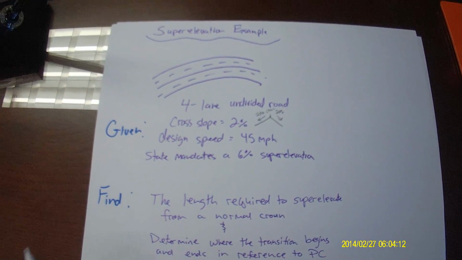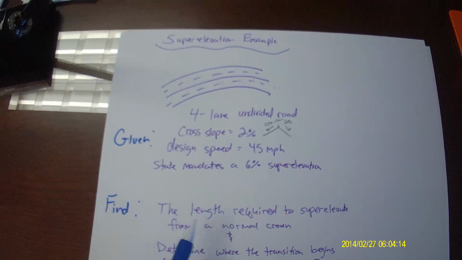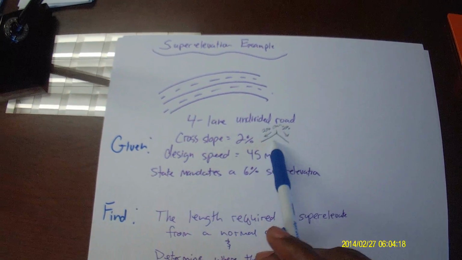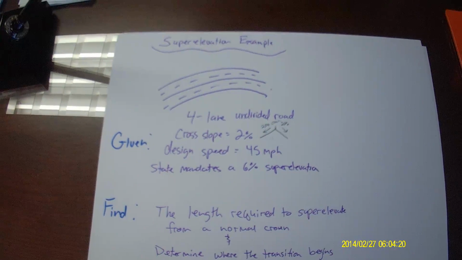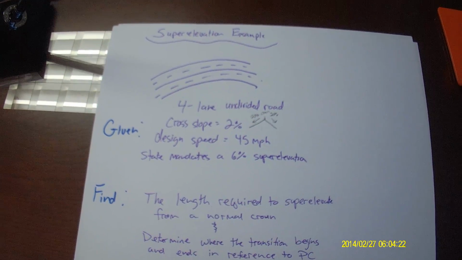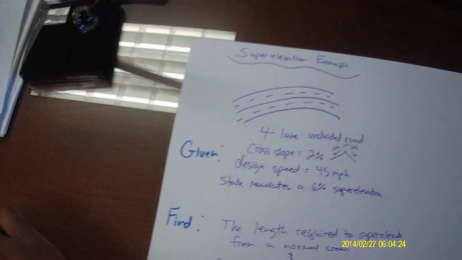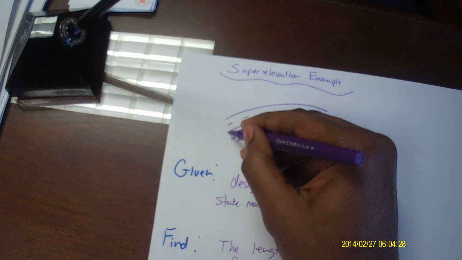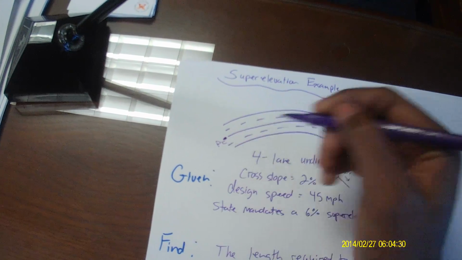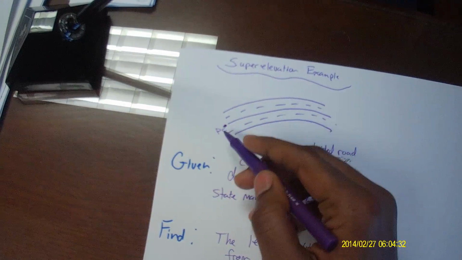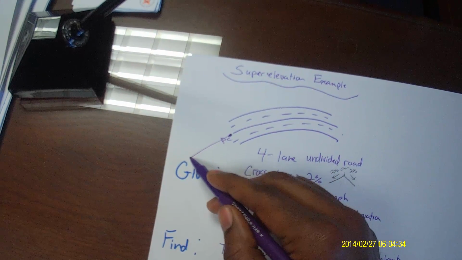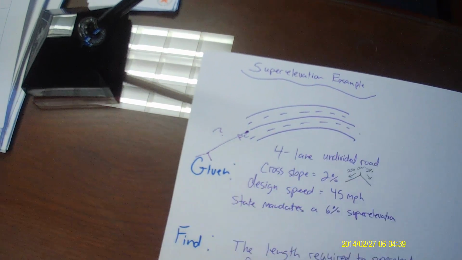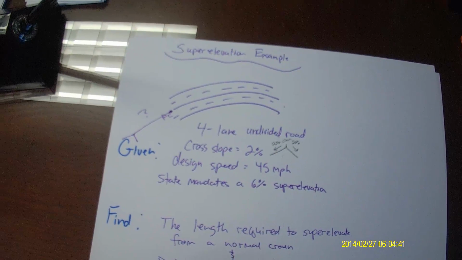So that's been given. So these things are kind of held steady. Now, you've been asked to find the length required to super elevate from a normal crown, that's the normal crown, and determine where the transition begins and ends in reference to PC. So, if you look at this, remember I said PC can be right about here. Okay, so basically, where does this super elevation begin?